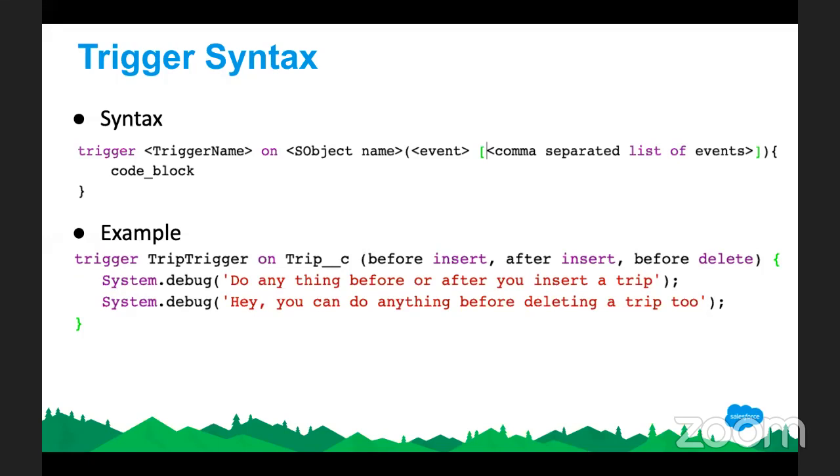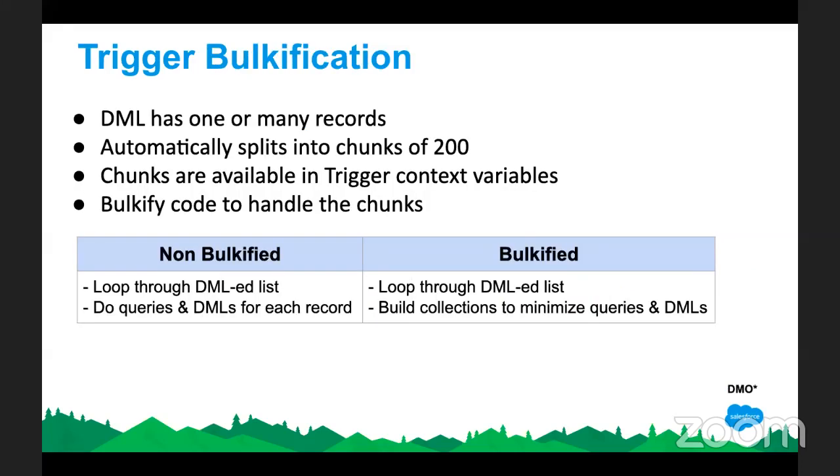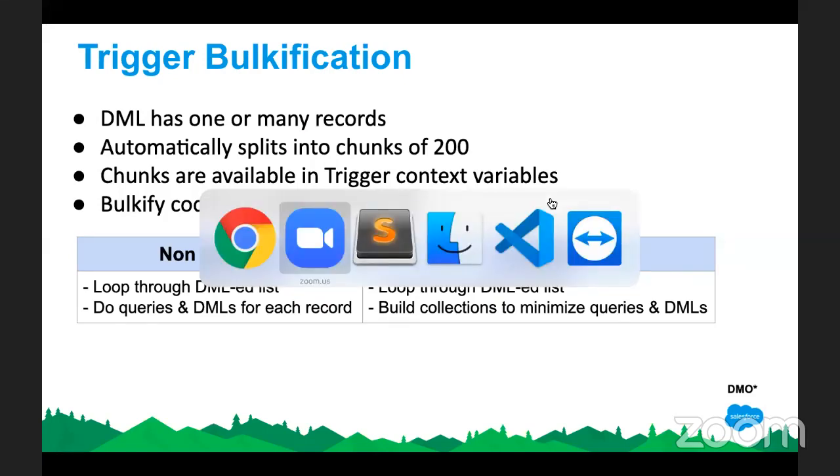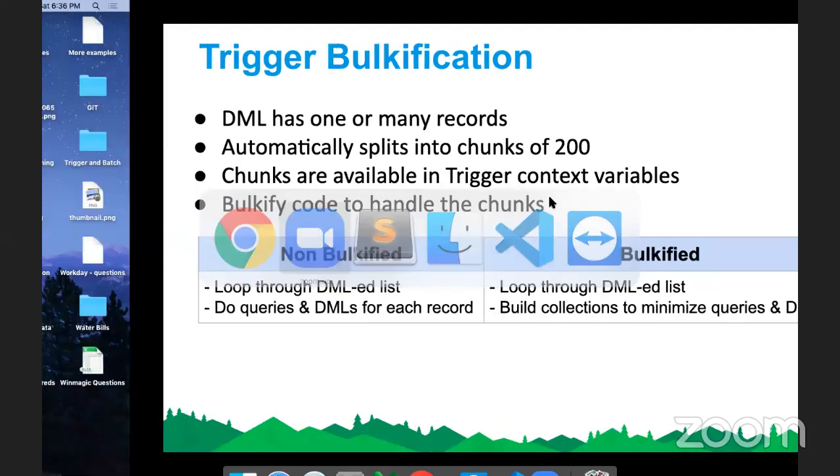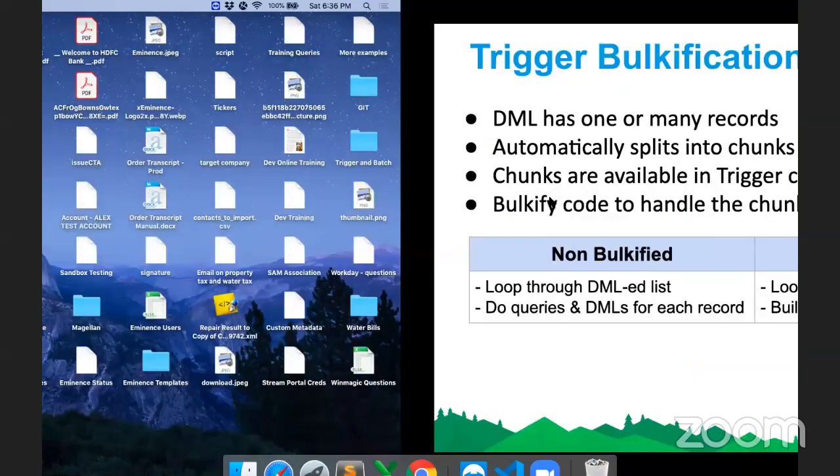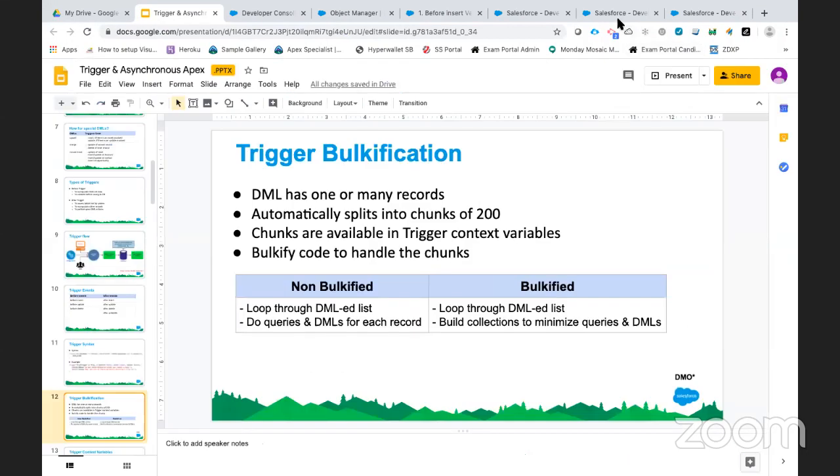So I think it's a pretty simple syntax, right? Trigger name, on, object, list of the events. Before that, let me show you how to generate a trigger. Let me go back to Salesforce and I will show.